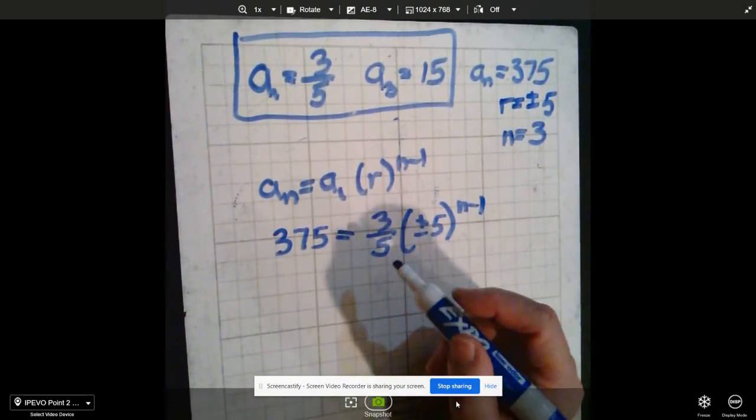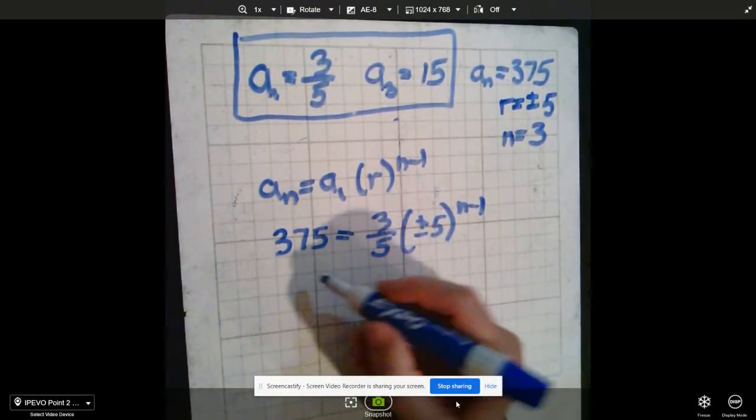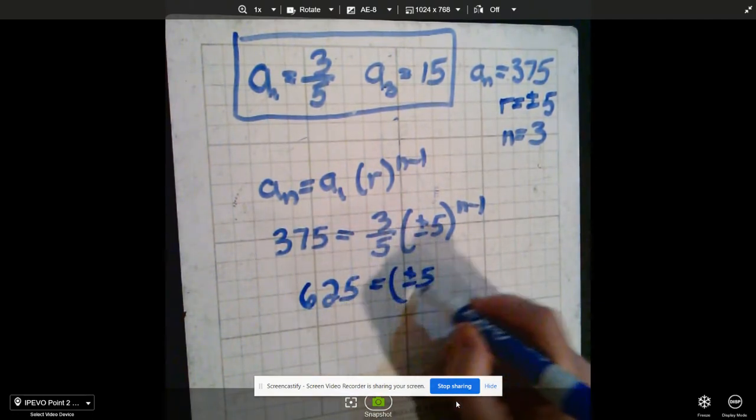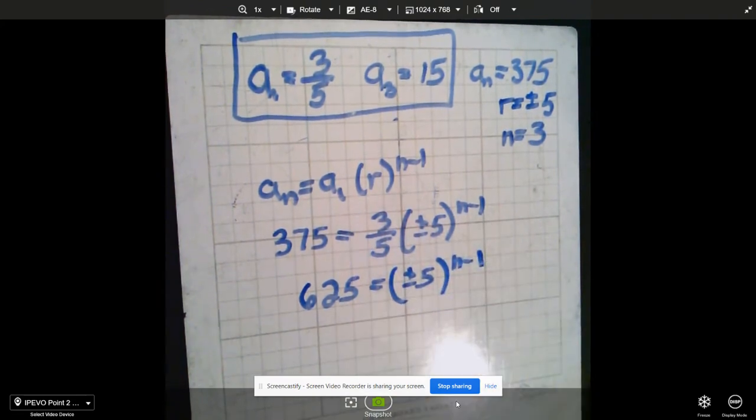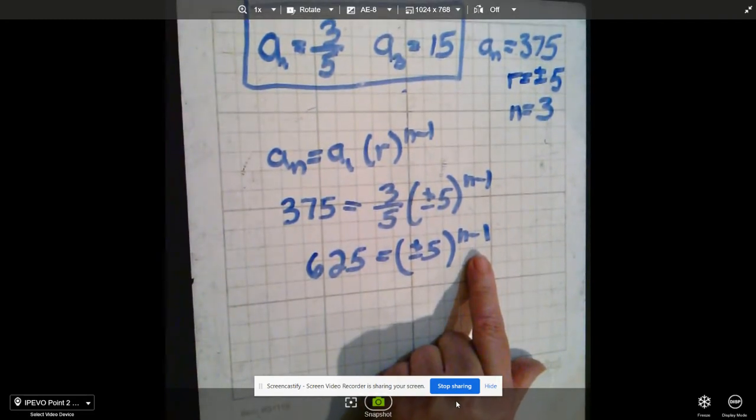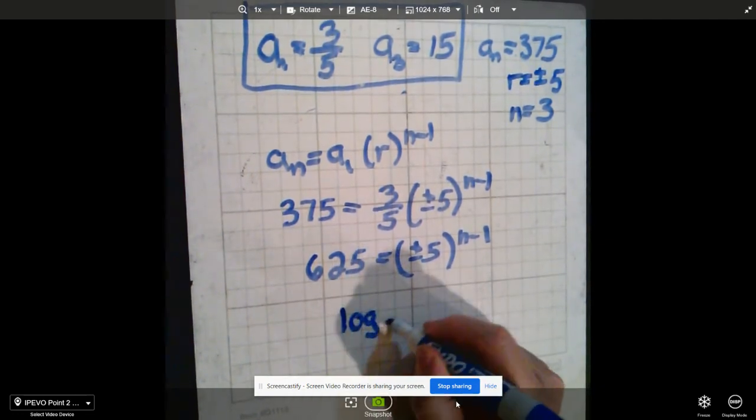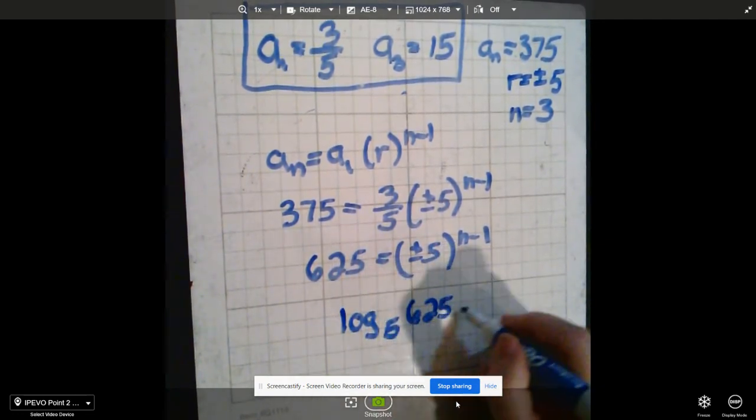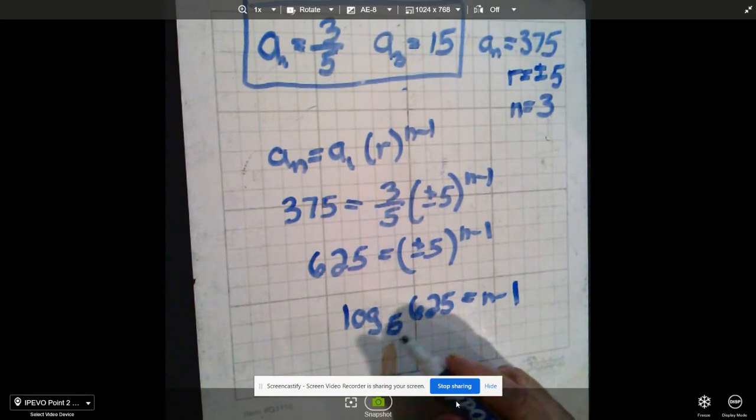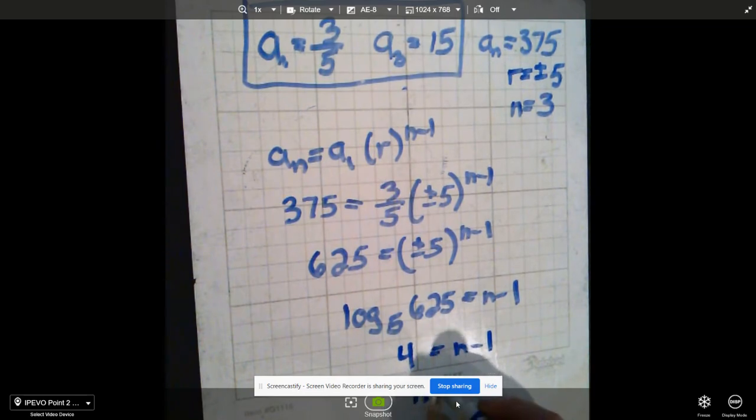All right, so let's multiply by the reciprocal. So I'm going to multiply by 5 and divide by 3. So I'm going to get 625 equals plus or minus 5 to the n minus 1. And once again, my variable is an exponent, so I have to use logs. Well, I can't have a base of negative 5, so I'm just going to say the log base 5 of 625 equals n minus 1. And the log base 5 of 625 would be 4 equals n minus 1. So I know n has to be 5.